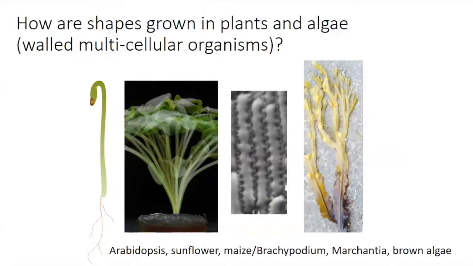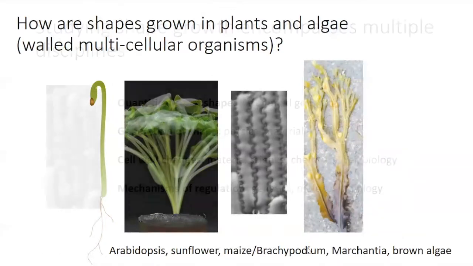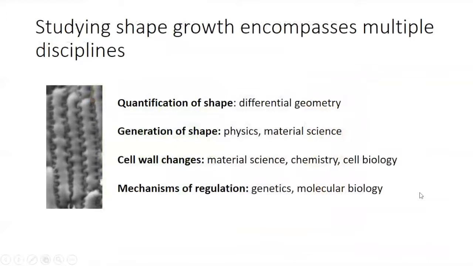So here's an example of some of the systems that we look at and some of the organisms we'll use. But as I mentioned, we're really going to focus on, maybe it just doesn't have a battery. That's okay, I can dance around. We're going to focus on the hypocotyl today. So let's see. So when you want to understand how shapes are grown, oh, thank you.